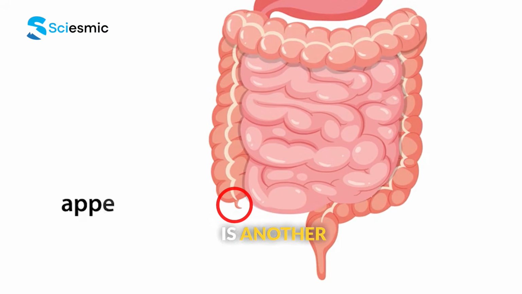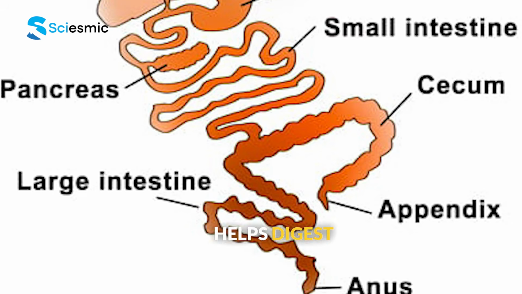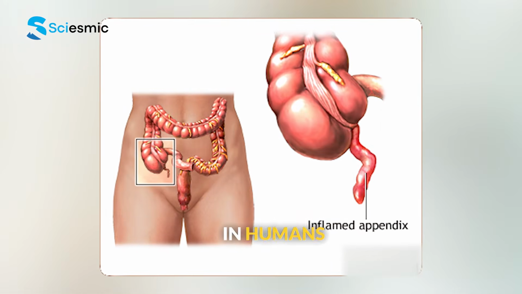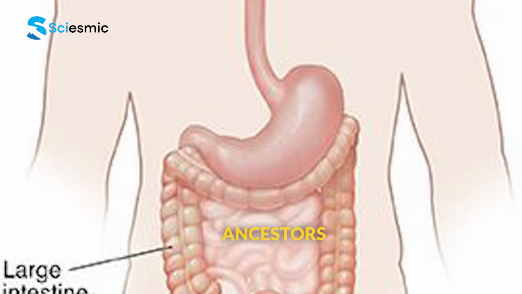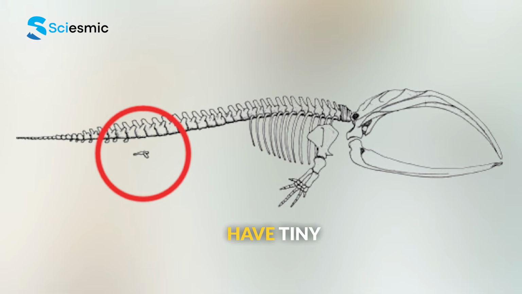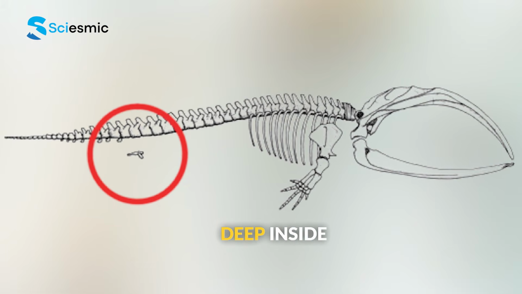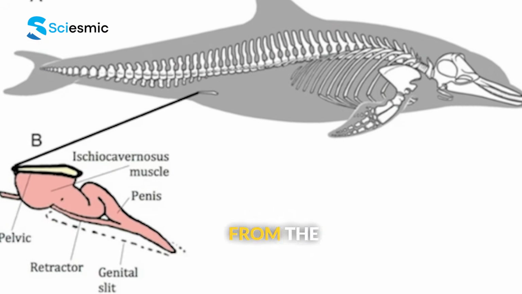Your appendix is another vestigial structure. In herbivorous mammals, the appendix helps digest tough plant material. In humans, it's small and serves minimal function, suggesting our ancestors relied more on plant material than we do now. Whales have tiny hip and leg bones buried deep inside their bodies, completely disconnected from their spines and invisible from the outside.